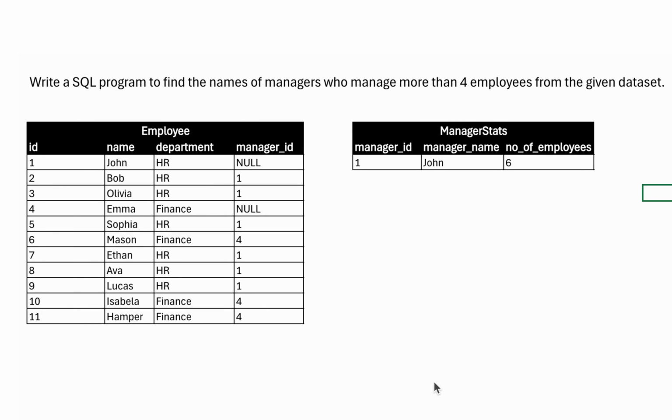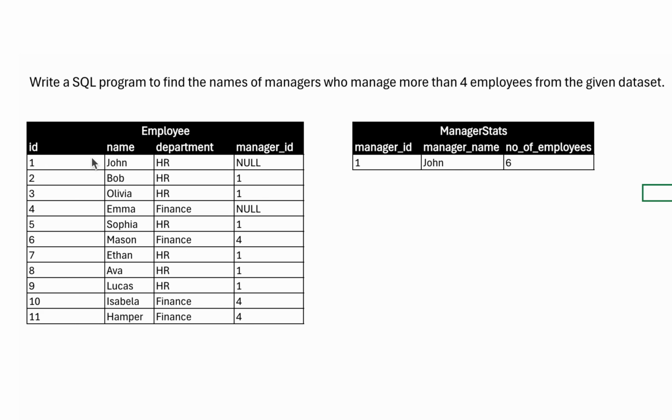So today we have a problem which is: find the names of managers who manage more than 4 employees from the given dataset. So let me explain this problem first. We have a dataset called employee, and in this employee dataset we have employee details, and these details are ID, name, department and the employee's manager ID. In this table we have to find all the managers who are managing more than 4 employees.